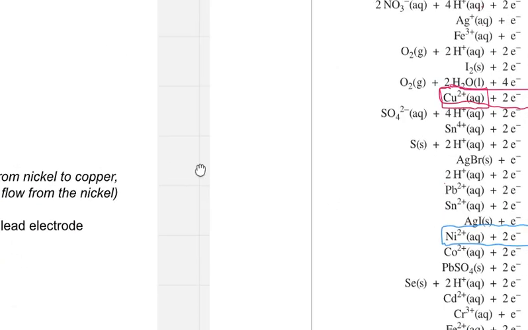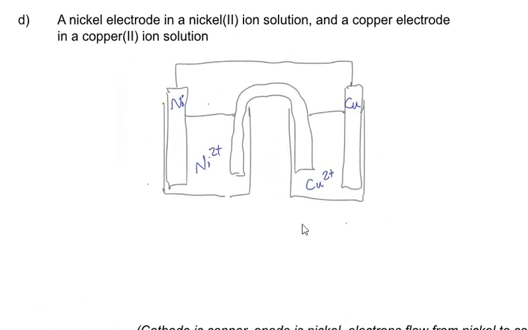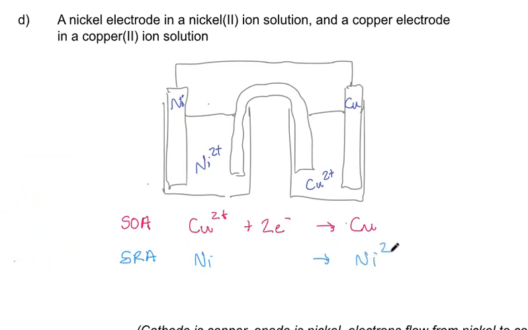So, coming back to our cell, what we got out of the data book is that our strongest oxidizer is copper ions. They're going to take electrons from someplace and turn into copper metal. And our strongest reducer is nickel metal. It's going to convert to nickel ions and release a couple electrons as it does. So, what's this going to look like in the cell?